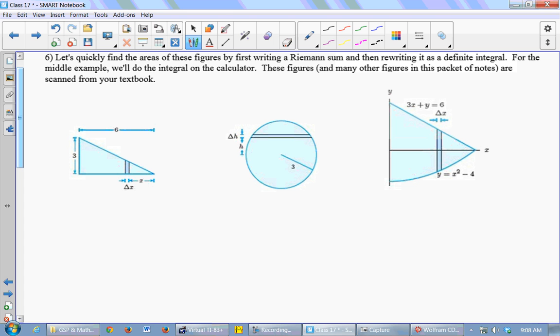Okay, so I take a representative slice, just a random slice in my triangle, and make a rectangle. And I'm going to call the distance from this point to my rectangle x, and the width of my rectangle delta x. All right, so I need to come up with the area of that little rectangle. Okay, so the area of my little rectangle is going to be delta x times the height of that rectangle.